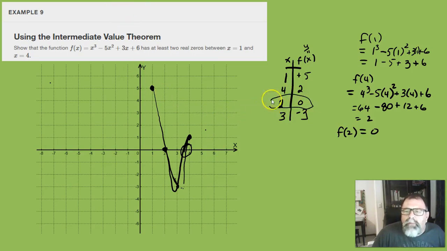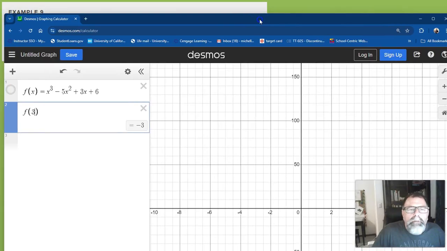So we found that we have 1, 0 at 2, and then because this one's negative and this one's positive, by the intermediate value theorem, there's at least one more 0 between 3 and 4. Okay, so let me just show you on Desmos.